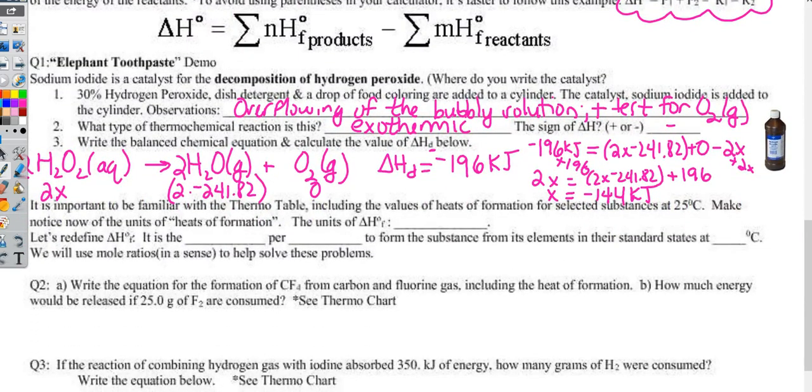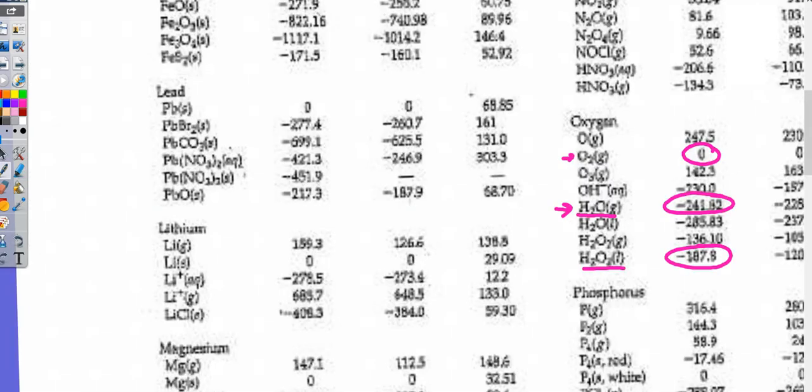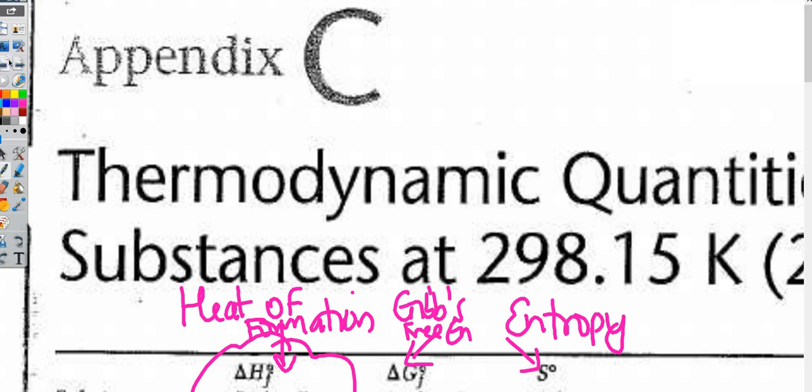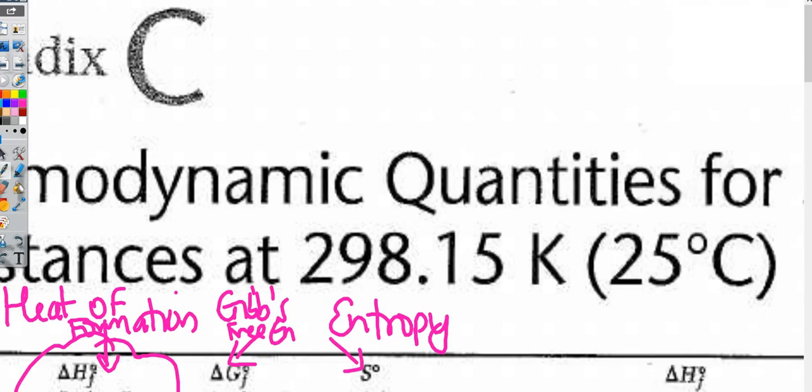Okay, so we know that it's important to be familiar with the thermo table, and the units of heats of formation are simply kilojoules for every 1 mole. Not gram, it's always for mole. So let's redefine what delta HF is. It is simply the kilojoule per mole, or the amount of energy per mole, to form the substance from its elements in their standard states when they are at 25 degrees Celsius. So if we look at the chart, it's very clear on the very first page that it's at 298.15 Kelvin, which is actually 25 degrees Celsius.